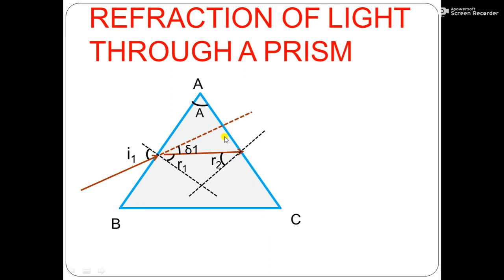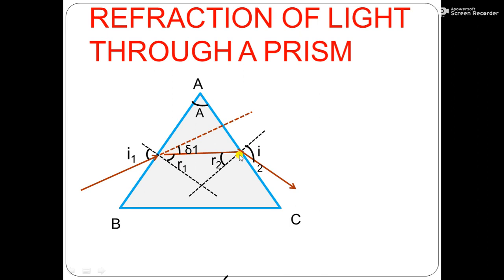And then what will happen? There is a medium change from glass to air. So denser to rarer, it bends away from the normal, and it is the emergent ray. The angle between the emergent ray and the normal is called I2, and it is the angle of emergence. This is the angle of incidence, this is the angle of emergence, and this is the angle of refraction.